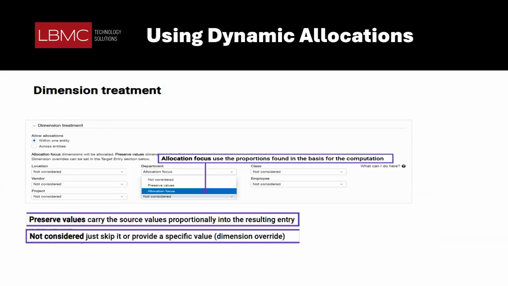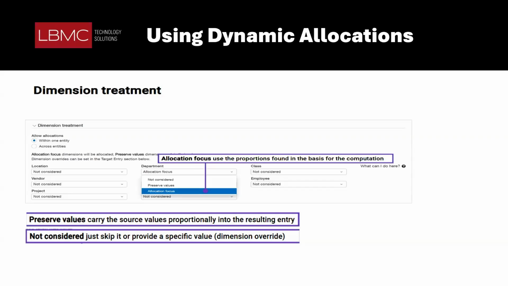Next, you will identify your dimensions. Your dimensions will set up where you want the allocations to be focused on. You are able to have allocations within one entity or across different entities. Once you have that information applied, you can give out the different dimensions that you want your allocations to focus on.